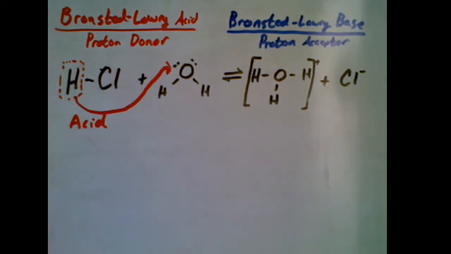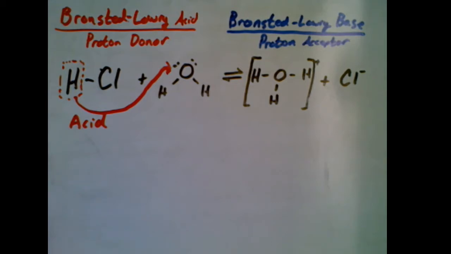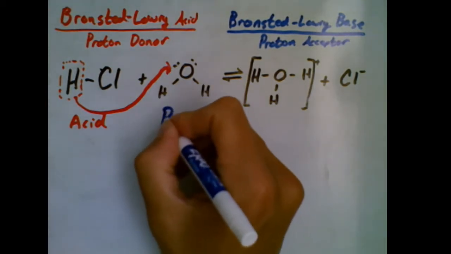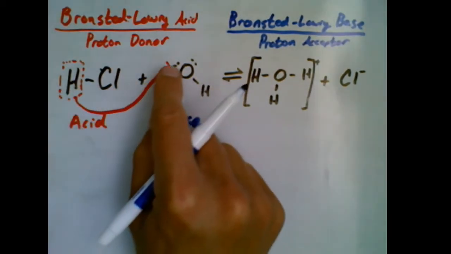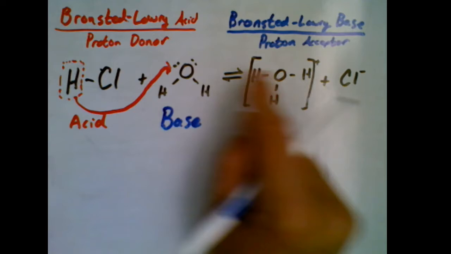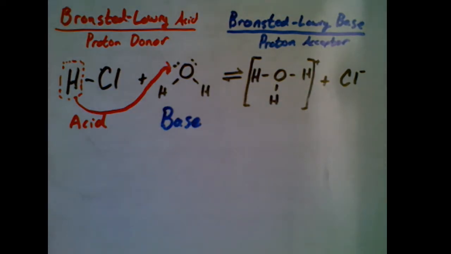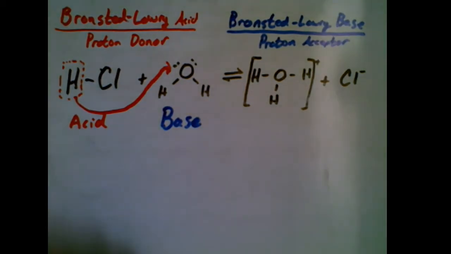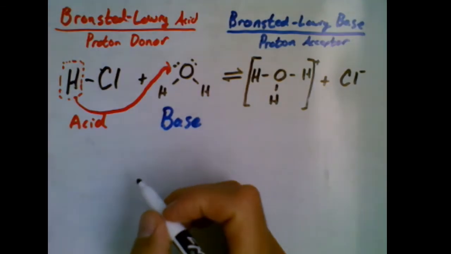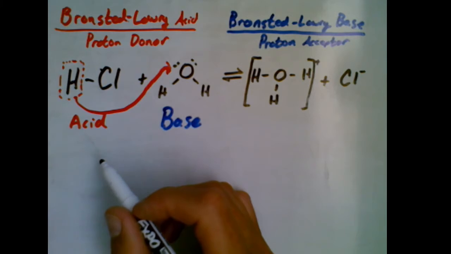But by the Bronsted-Lowry definition, in the same reaction, there also has to be a Bronsted-Lowry base, which in this case is the water. You see, the water is actually taking that proton and accepting it to become H3O+. That is by definition what makes something a Bronsted-Lowry base. So let's take a look at another example of a reaction and identify the Bronsted-Lowry acids and bases in it.